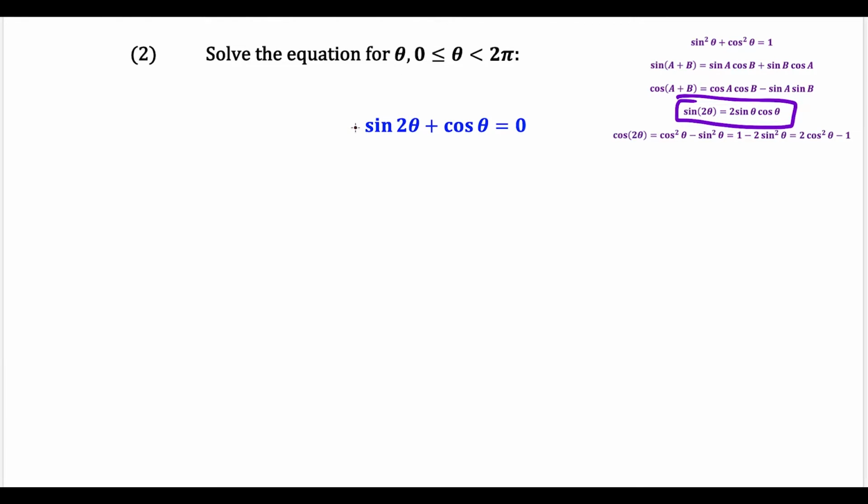Instead of calling this sine 2 theta plus cosine theta, we're going to replace sine 2 theta with 2 sine theta times cosine theta. So once again, we're making a substitution for this piece here.